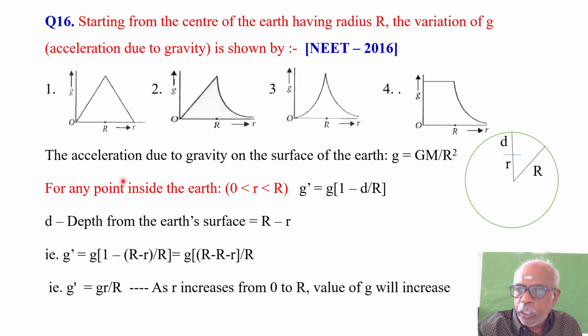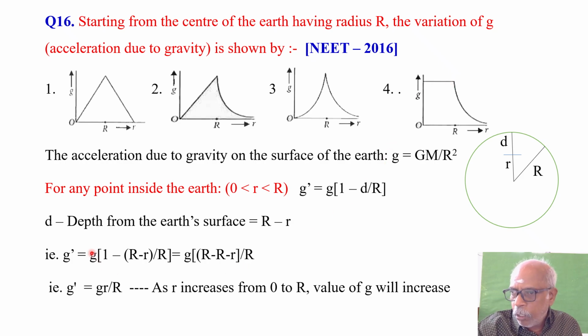The acceleration due to gravity on the surface of the Earth, g, is equal to GM by R square. G is the universal gravitational constant, M is the mass of the Earth, and R is the radius of the Earth. All these three are constants. So when small r is equal to capital R, it is a constant. In all four graphs, when small r is equal to capital R, this is a single point. It means the value of small g is a constant. Then what about the other points?